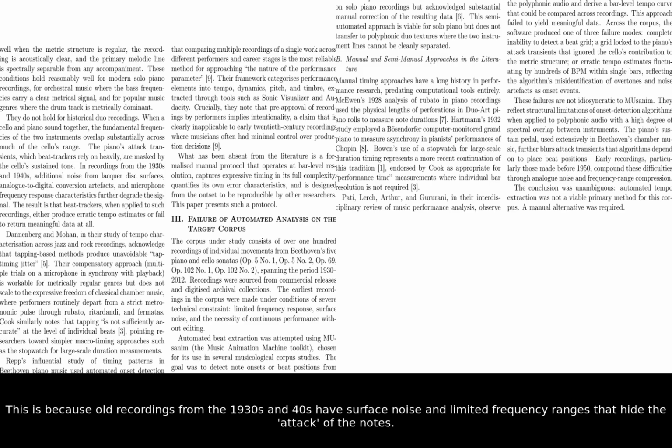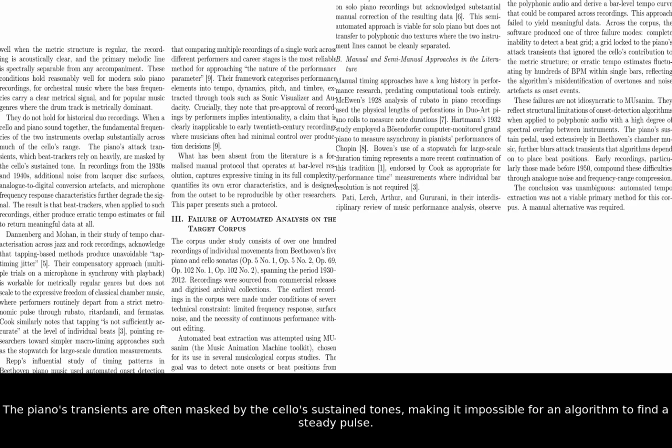This is because old recordings from the 1930s and 40s have surface noise and limited frequency ranges that hide the attack of the notes. The piano's transients are often masked by the cello's sustained tones, making it impossible for an algorithm to find a steady pulse.